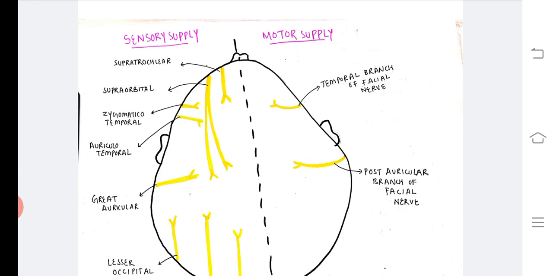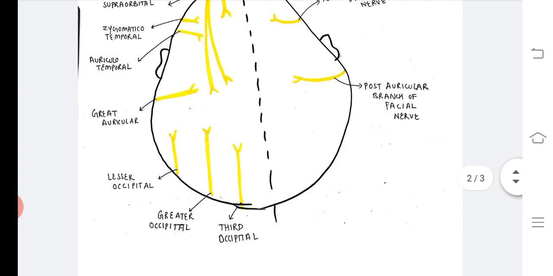The auricle is the ear, and there are 4 nerves on its anterior side, the front. These are the supratrochlear, supraorbital, zygomaticotemporal and auriculotemporal, as you can see in the diagram. And the 4 behind the auricle, that is posteriorly, are the great auricular nerve, lesser occipital nerve, greater occipital nerve and third occipital nerve.